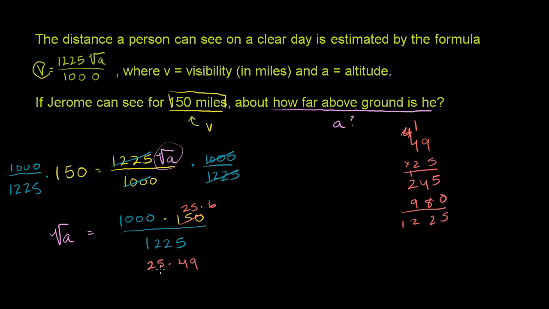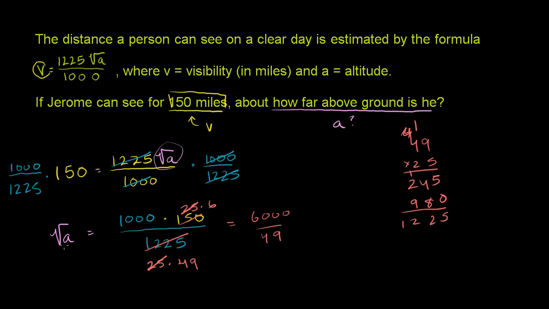This is 25 times 6. Let me cancel this. This 25 cancels with that 25. And 49 is 7 times 7, so that looks about as simple as we can get it. So we could write it as 6,000 over 49 is equal to the square root of a.